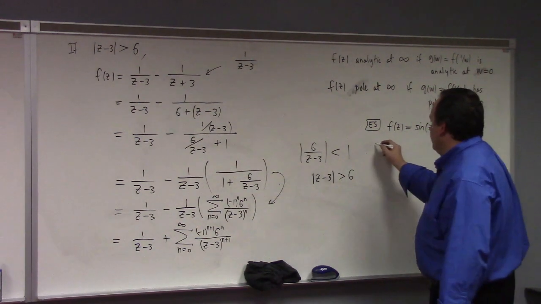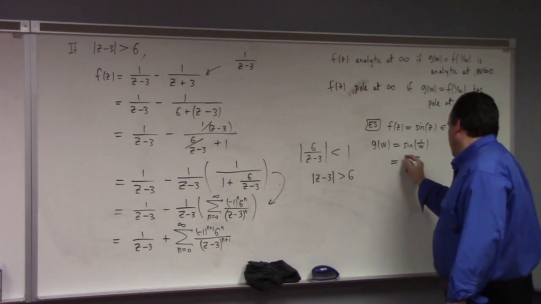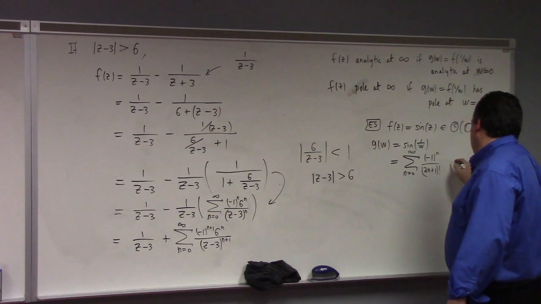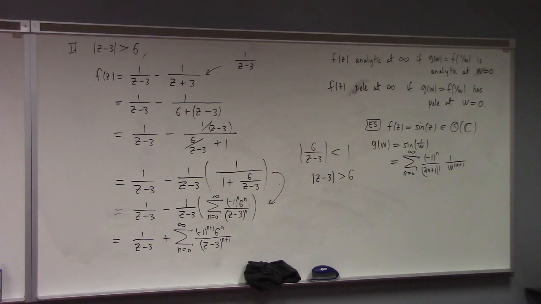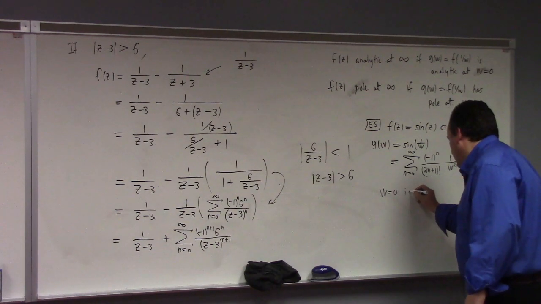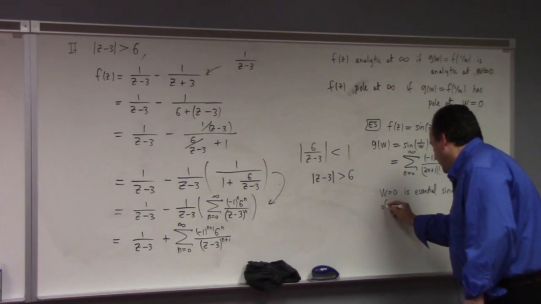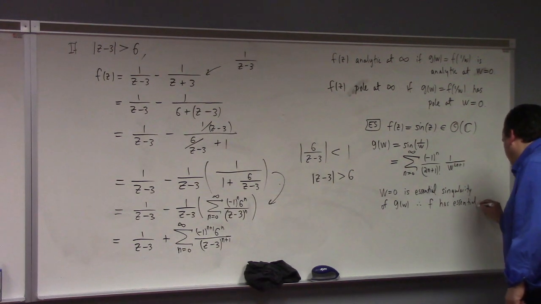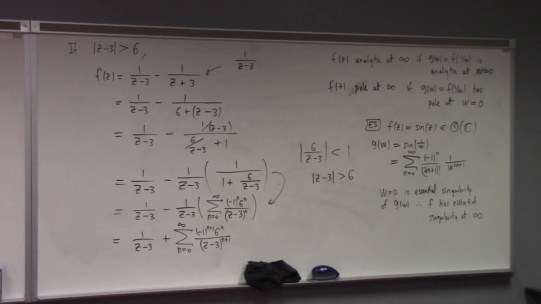However, at infinity, what happens? Check this out. g of w is sine of 1 over w, which is the sum from n equals 0 to infinity of minus 1 to the n over 2n plus 1 factorial, times 1 over w to the 2n plus 1. That is very much an essential singularity of g at 0. So w equals 0 is an essential singularity of g of w. Therefore, f has an essential singularity at infinity.